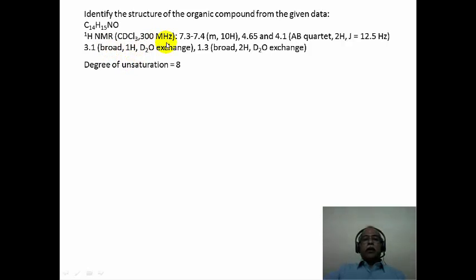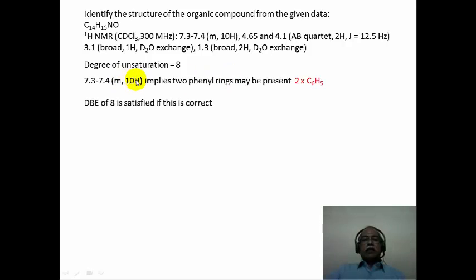Now, the proton NMR spectrum shows 7.3 to 7.4 ppm, a multiplet of 10 hydrogen intensity. Most likely this 10 hydrogen intensity of the multiplet in the aromatic region would only imply 2 phenyl rings. So let us assume there are 2 phenyl rings in this molecule.